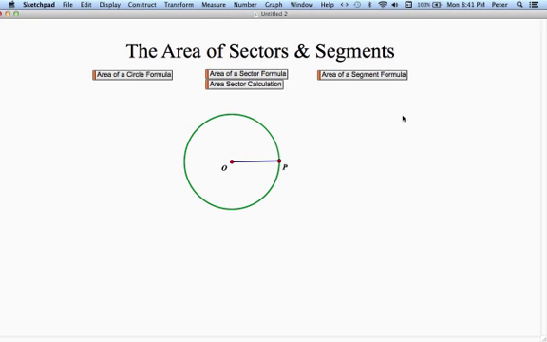Okay, there's quite a bit of review in chapter 11.6, and it starts with the area of a circle. As you recall, and let's make sure it's in your notes, the area of a circle is pi r squared. Well, then they move into the area of a sector.